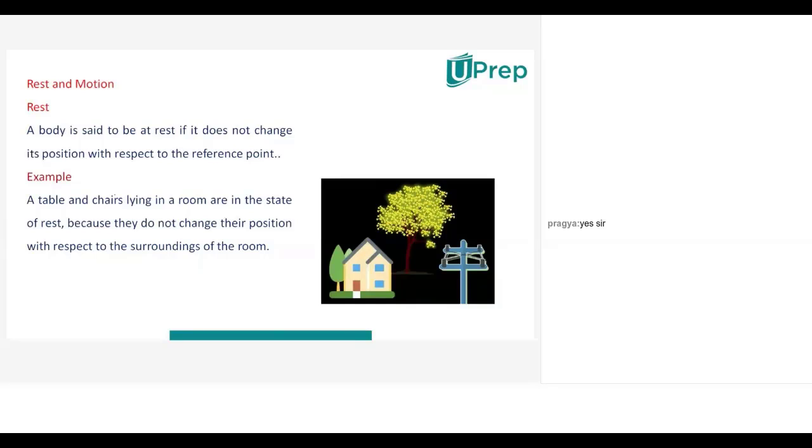So a body is said to be at rest if it does not change its position with respect to the reference point. And apart from the reference point, we can write with respect to time also. If it does not change its position, then we say it is in a state of rest. Now, a few examples are given here. A table and chair lying in a room are in the state of rest because they do not change their position with respect to the surroundings of the room, isn't it?